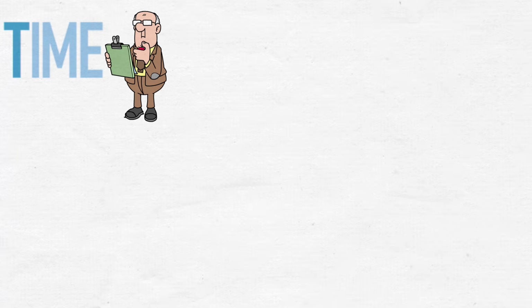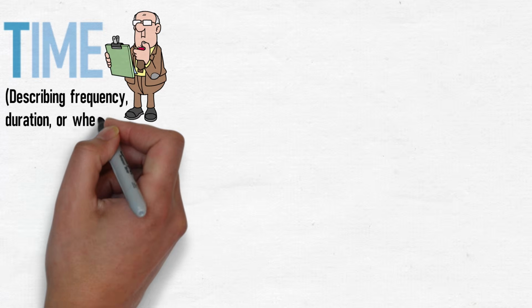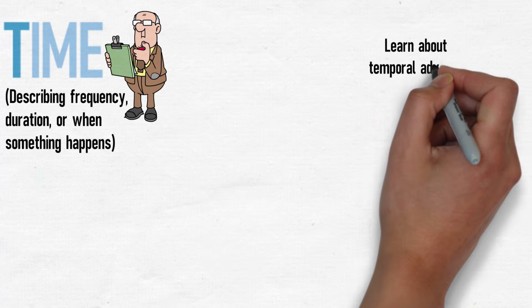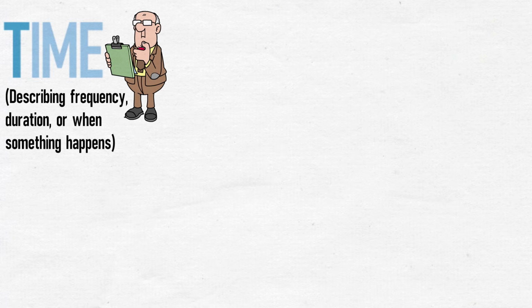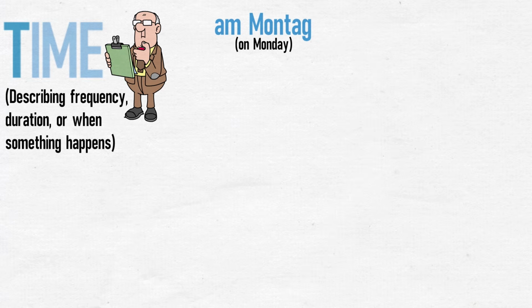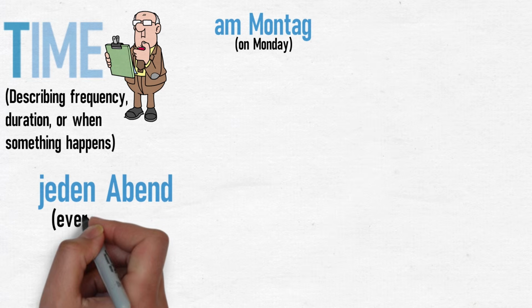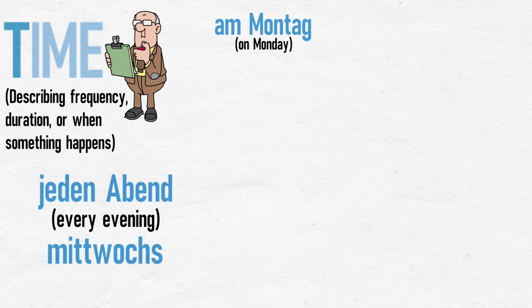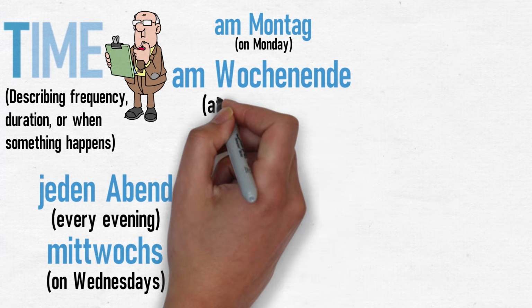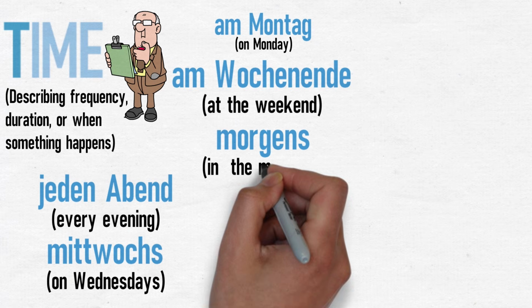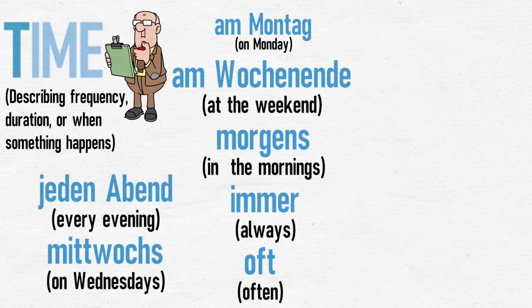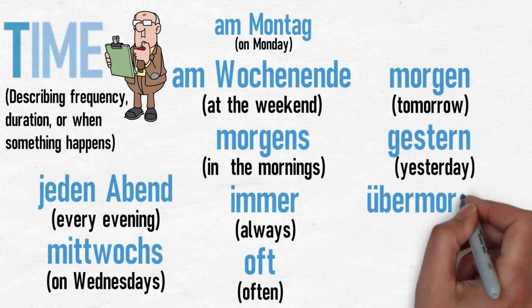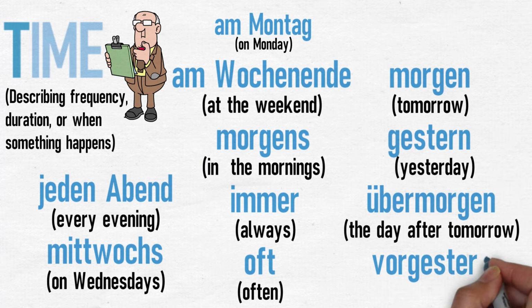This could be a temporal adverb, i.e. a time phrase which describes frequency or the time at which something happens. If you'd like to learn more about temporal adverbs, you can watch that video by clicking this banner now. Here are some examples of temporal adverbs along with am Montag, on Monday, that we saw earlier. Jeden Abend, every evening. Mittwochs, on Wednesdays. Am Wochenende, at the weekend. Morgens, in the mornings. Immer, always. Oft, often. Morgen, tomorrow. Gestern, yesterday. Übermorgen, the day after tomorrow. And vorgestern, the day before yesterday.